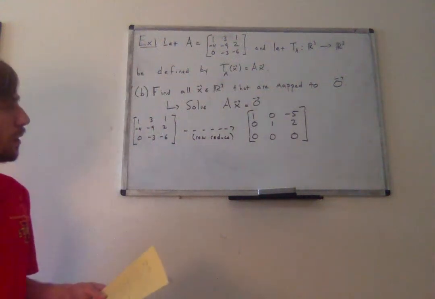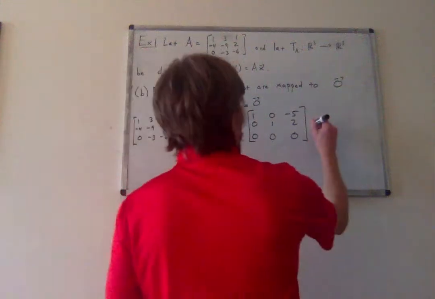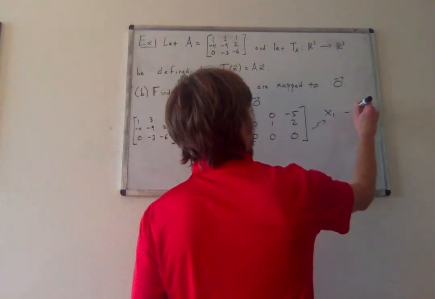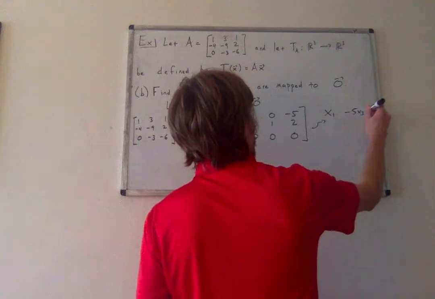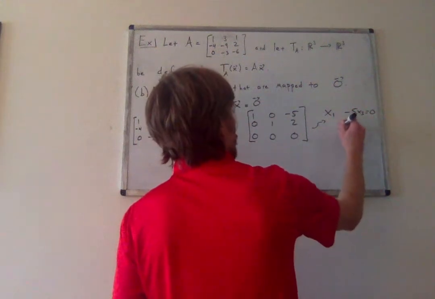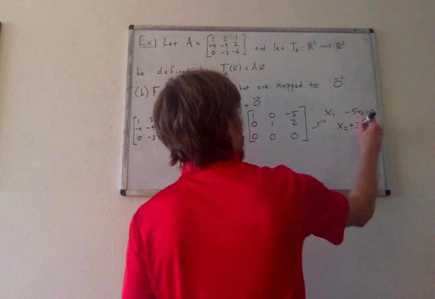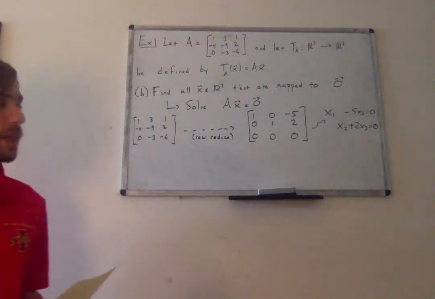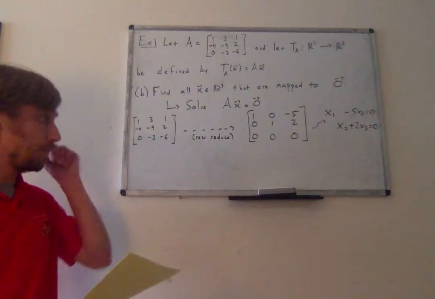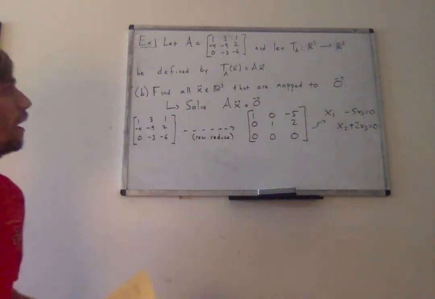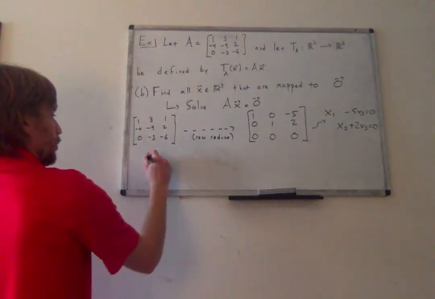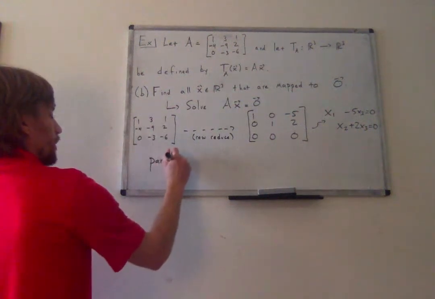And so this corresponds to the following system. Remember, x1 minus 5x3 equals 0, and x2 plus 2x3 equals 0. And so specifically notice that x3 is a free variable here. And so what that means is that we can express our solution in parametric vector form to this equation.